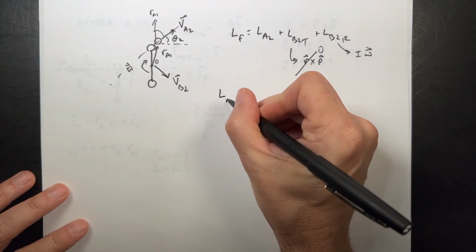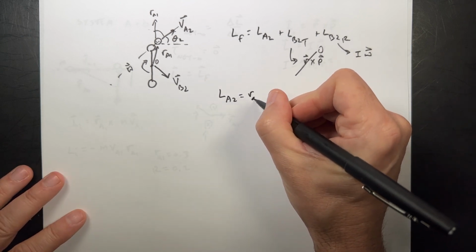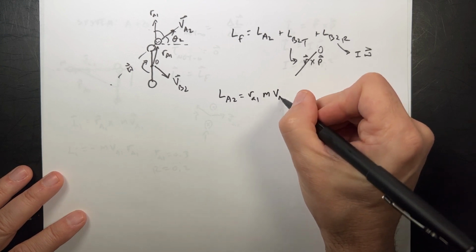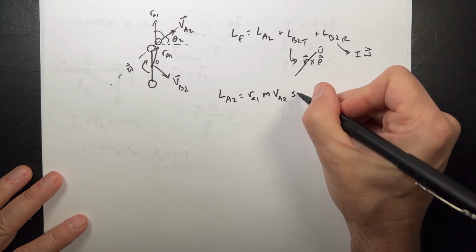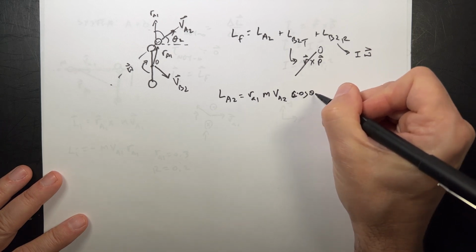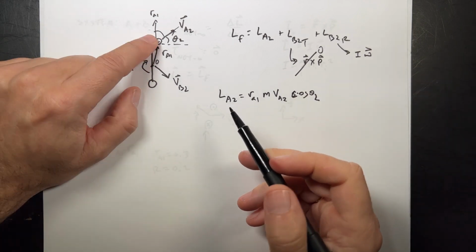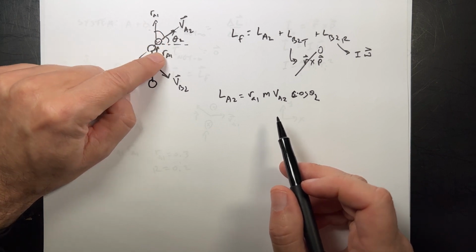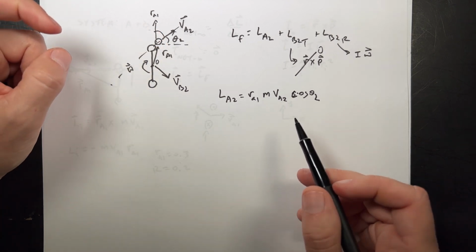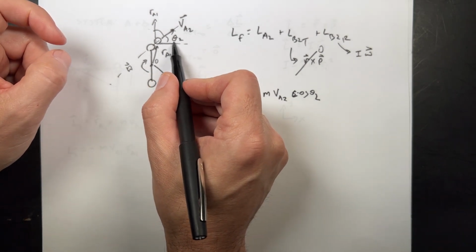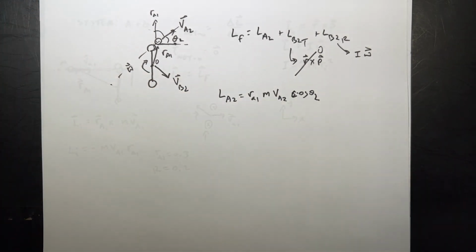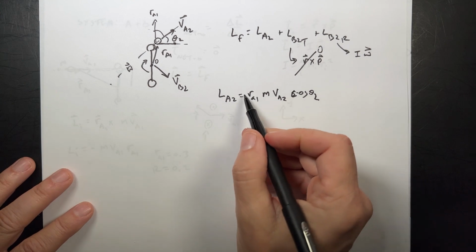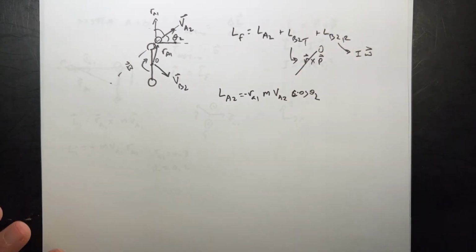So I can get LA2 is going to be RA1, which I know, times M times VA2 times the sine, or actually it's going to be cosine of theta 2. And it's because I use the sine for the cross product, but if I have the complement of the angle, I'm going to use cosine instead. Is that okay? You could also think of it as this. I'm going to take this component of the velocity, which is perpendicular to that, and then, so it's VA2 cosine theta 2 is a perpendicular component. But that gives me my angular momentum, and it will be in the negative z direction, so let's put a negative sign right there.